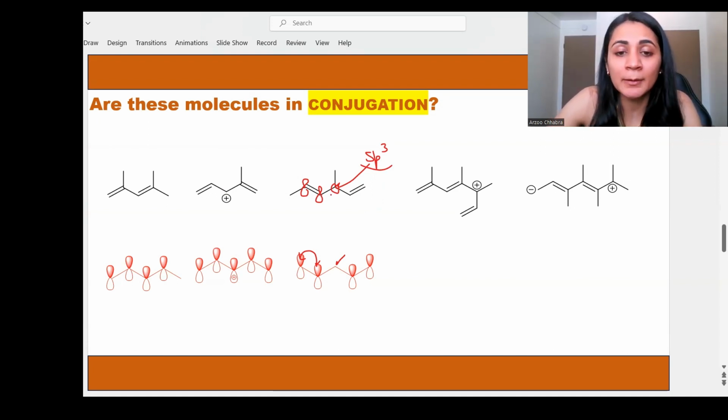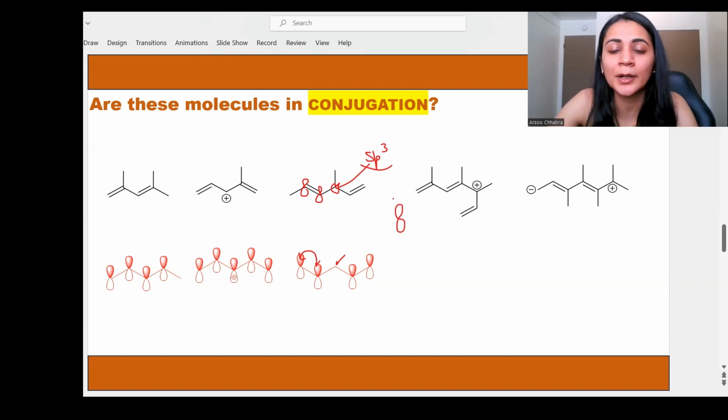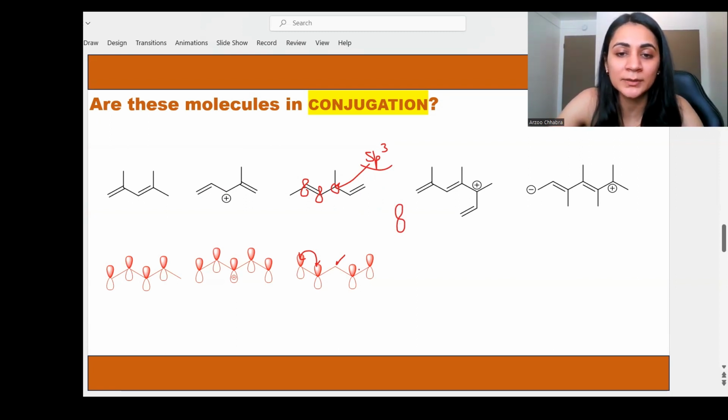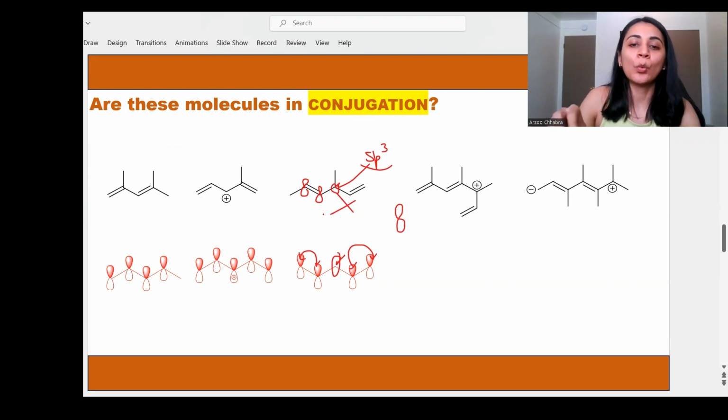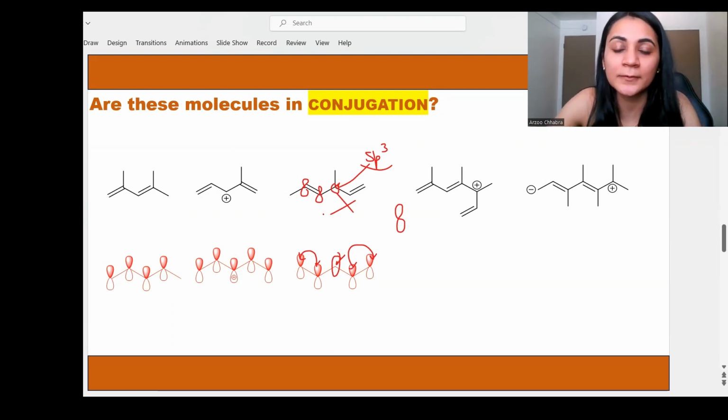So if that's sp3 hybridized, we know that an sp3 hybridized carbon atom has no perpendicular p orbital. sp3 hybridized carbons don't have perpendicular p orbitals, which breaks the continuation or connectivity of those p orbitals, because now there is a break here, right? They're not all connected to each other, and that's why this compound is not undergoing conjugation.